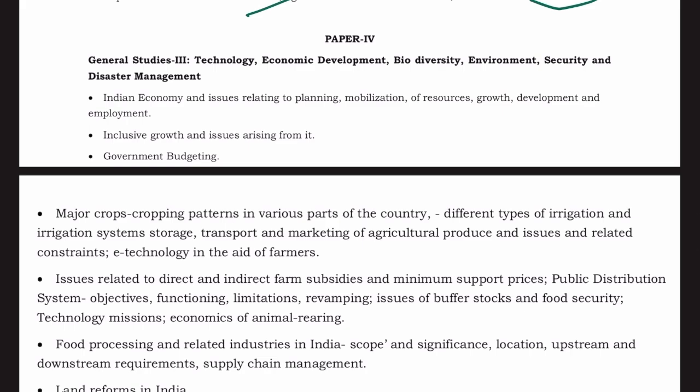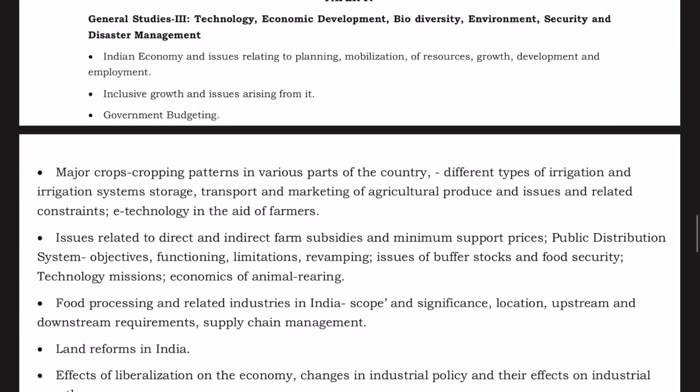Then when we come to GS3, in this economy is there, right? With this economy we study for prelims also. So the notes again will be combined. It will not be different, like prelims ka notes alag hai, mains ka notes alag hai. No. Indian economy and issues related to planning and everything we have studied in prelims, right? Budgeting we have studied in prelims. Cropping patterns and all we have studied in prelims, right?